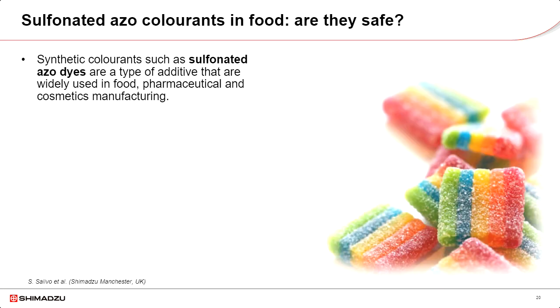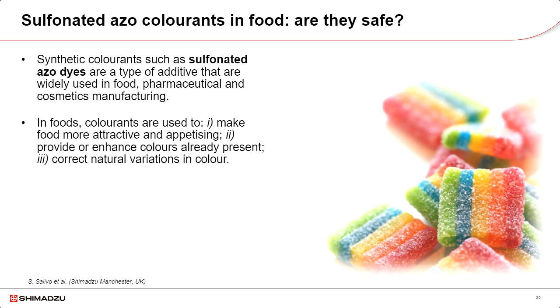Synthetic colorants are a type of additive that are widely used in food, pharmaceutical, and cosmetic manufacturing. Among these, sulfonated azo dyes are popular because of their stability, solubility in water, and low cost. In food, colorants can be used to make food more attractive and appetizing, provide or enhance colors already present, or correct natural variations in color.